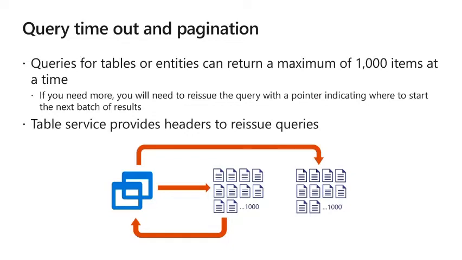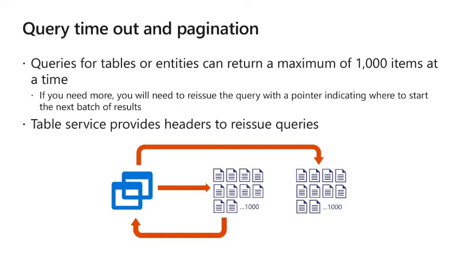Query timeout and pagination. The table service supports the following two query operations. The query tables operation returns the list of tables within the specified storage account. The list of tables may be filtered according to criteria specified on the request. The query entities operation returns a set of entities from the specified table. Query results may be filtered according to criteria specified on the request.